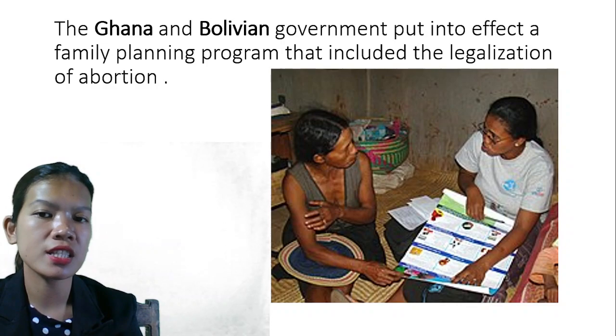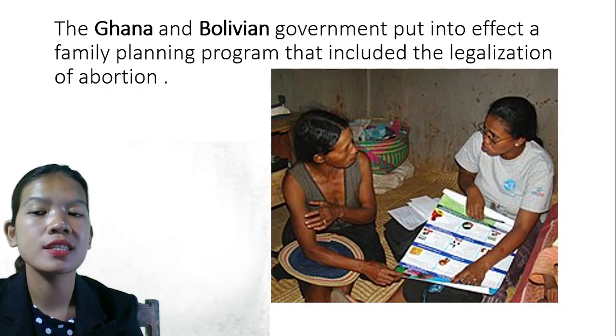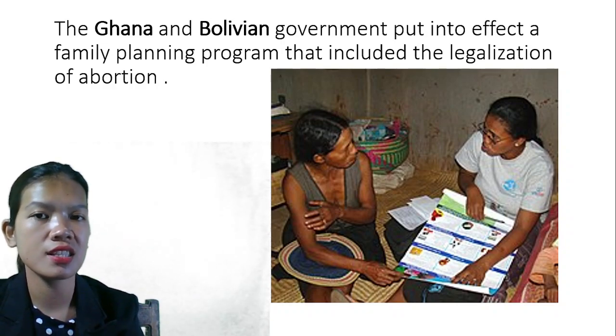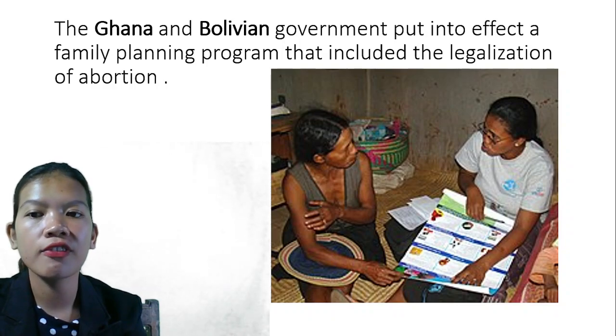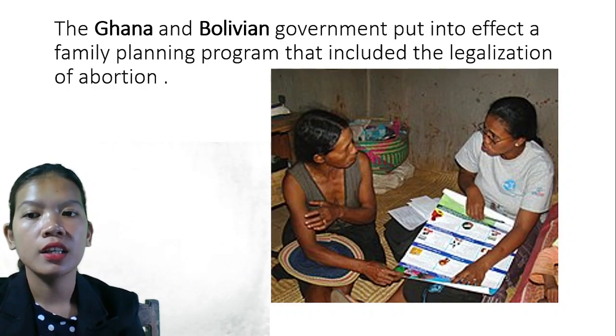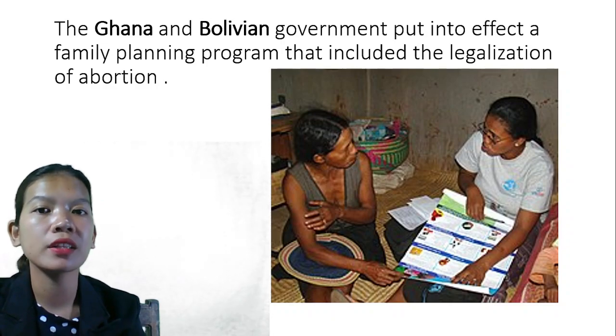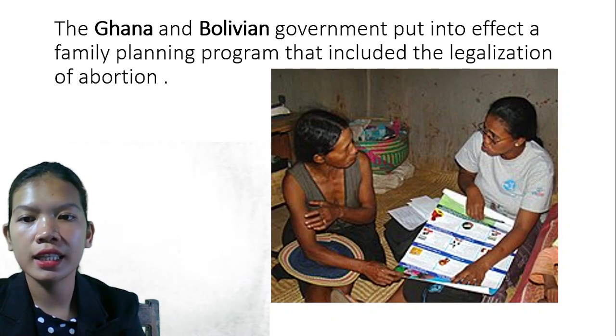In 1960, for example, in Bolivia, the average fertility rate was 6.7, so that is 6 to 7 children. In 1978, the Bolivian government put into effect a family planning program that included legalization of abortion, after noticing a spike in unsafe abortion and maternal death. A similar pattern occurred in Ghana, after the government expanded the reproductive health laws out of the same concern as that of the Bolivian government. As a result, fertility declined steeply and continued to decline later.